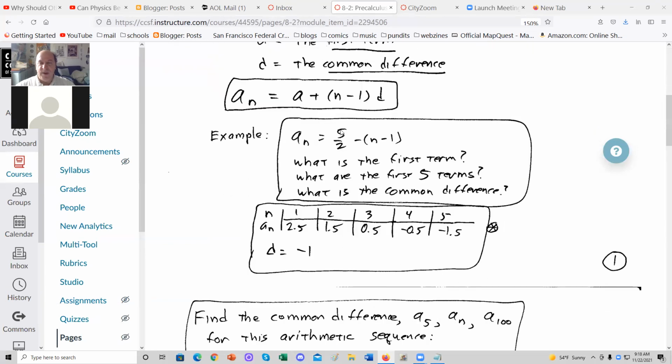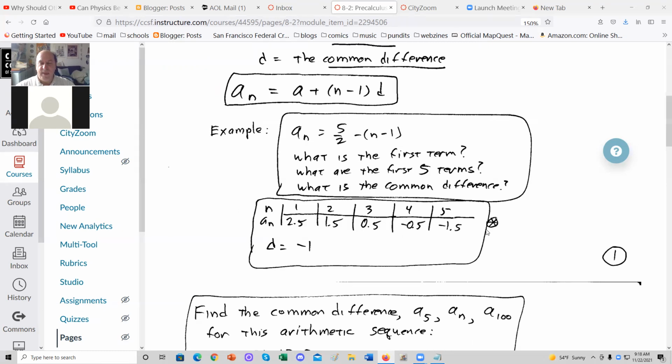All right, here we go. So with an equals 5 halves minus n minus 1, what's the first term? Well, it's 5 halves. What's the common difference? Minus 1, because minus 1 times n minus 1. The first 5 terms are easy to find. You start off with 2.5 and subtract 1 each step: 2.5, 1.5, 0.5, -0.5, and -1.5.